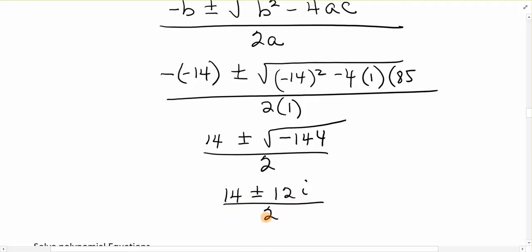The test is going to expect you to completely simplify that answer. And by that I mean if the radical needed to be simplified, we would do that. This one worked out really nicely. But are all three of those numbers divisible by the same thing? They're divisible by what? 2. So if I go ahead and do that, that's 7 plus or minus 6i, and the 2 is gone on the bottom, right? So this is our answer. 2 solutions, 7 plus 6i, 7 minus 6i.